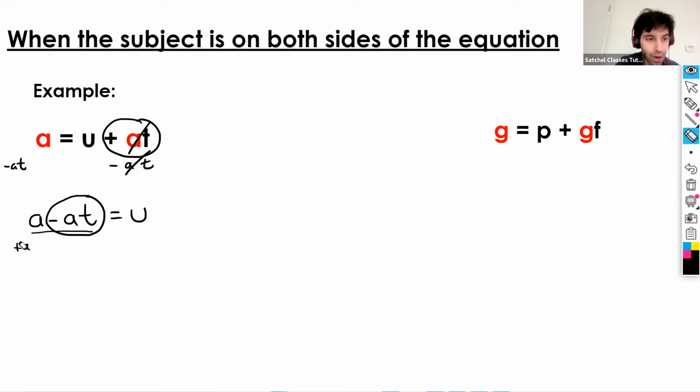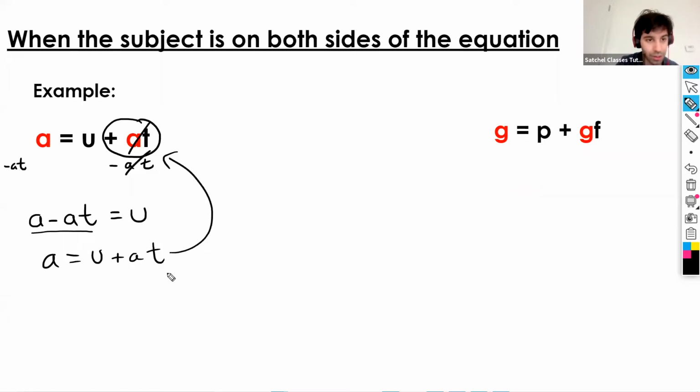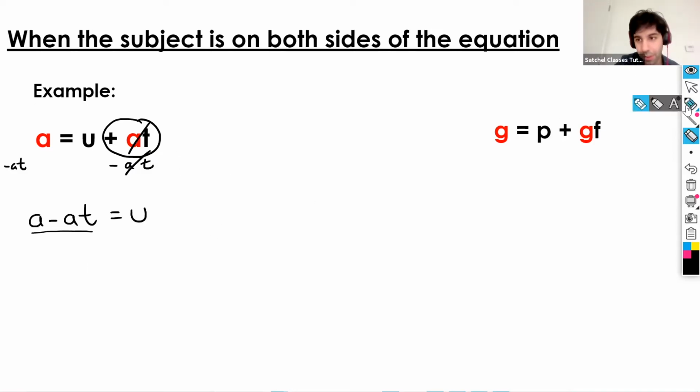So what this would end up looking like if we were to get rid of this AT would be A is equal to U plus AT, but that takes us back to our starting point. So it's not going to help. So excuse my earlier error, please. But going back to what we were saying, we'd have to factorize this expression here.